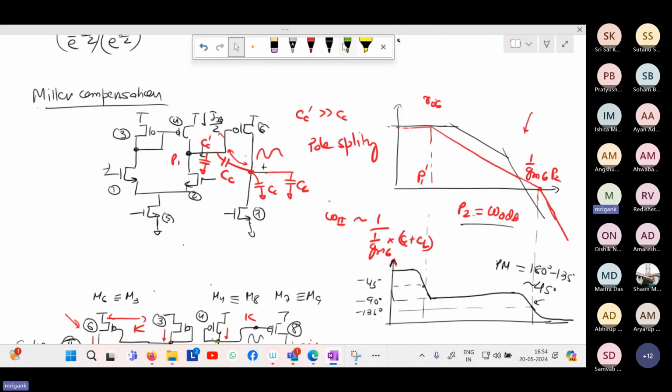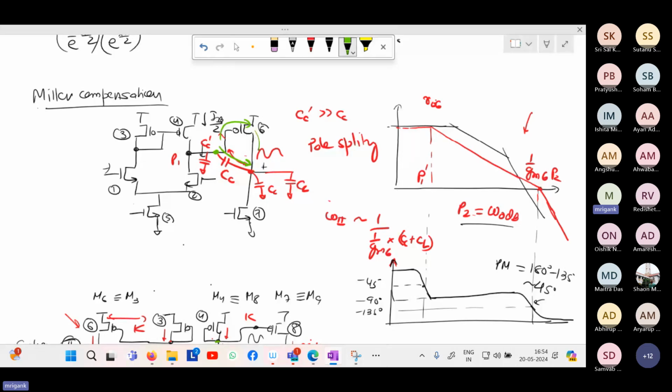This CC that you have put, at a higher frequency, from this point to this point, it will have a forward path also, because at higher frequency, 1 upon omega CC is reducing. So this will have a forward path and this will have positive phase, right? Because it is directly coupled from this point to this point, whereas to this point, it will have a negative phase.